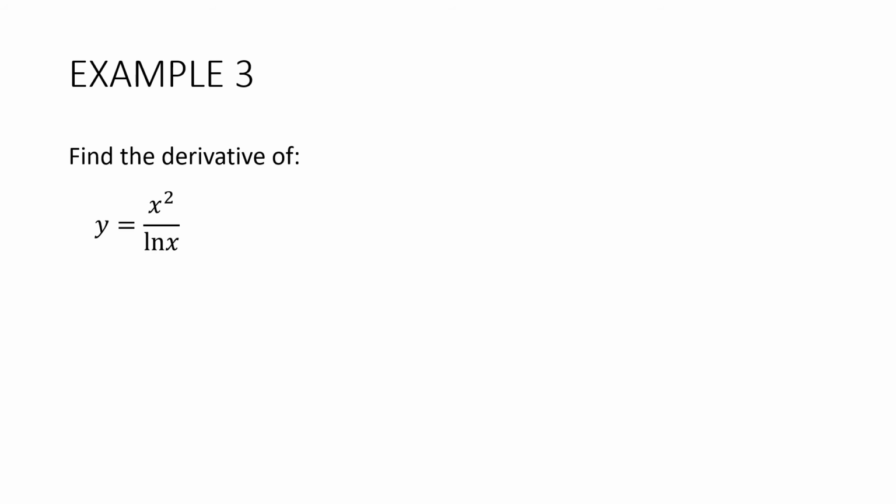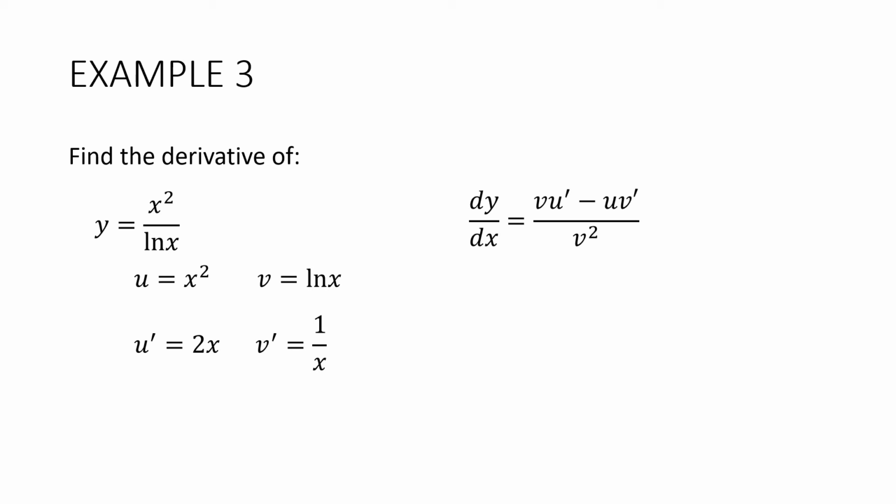So we have a quotient rule. Let's let u equal x squared and v equal ln x. The derivatives are u dashed is 2x, v dashed is 1 on x. And here's the quotient rule. We want v multiplied by u dashed, take away u multiplied by v dashed, all over v squared. So substituting in, this is what we get.